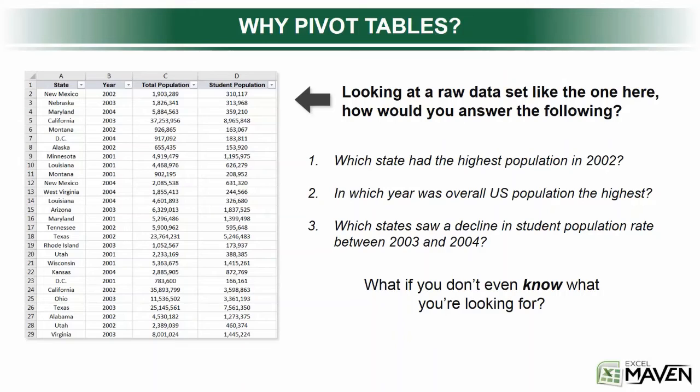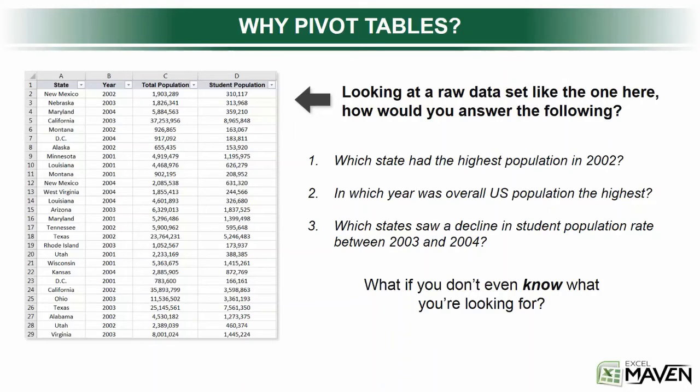Number 1, which state had the highest population in 2002? Alright, that one's not so bad. Maybe you could just throw some filters on the header row, drill down to 2002, and then sort column C to answer the question that way. Definitely a perfectly valid approach. But what about number 2?